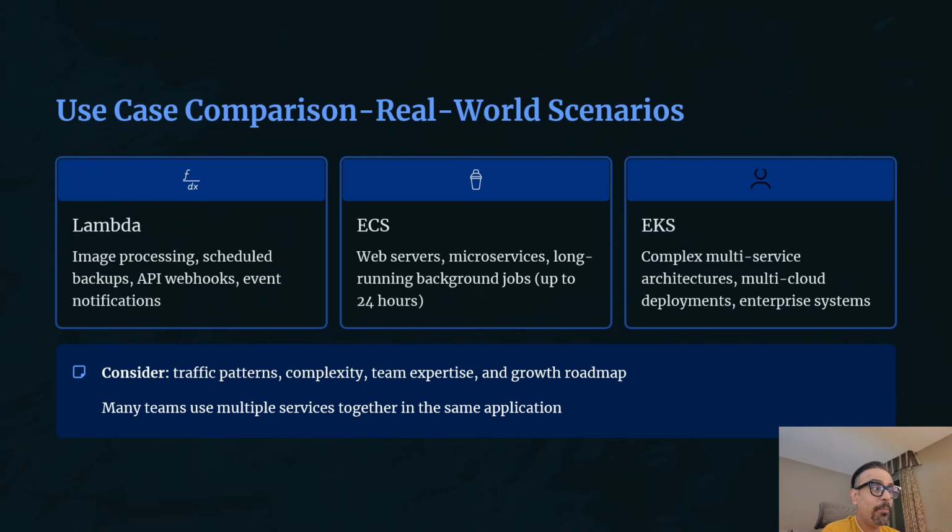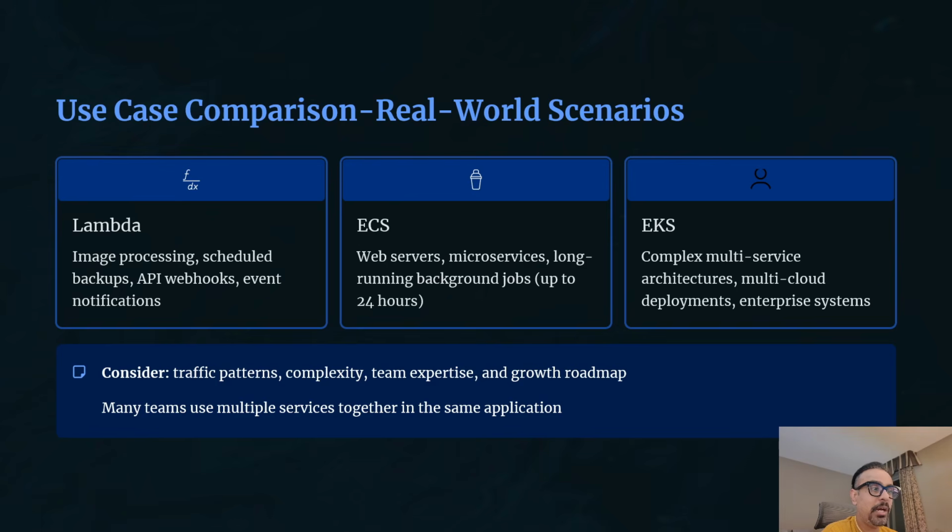Use EKS for complex systems. Imagine you have a SaaS platform with 50 plus microservices, each handling different functions. Services communicate with each other. You need sophisticated observability, complex routing, and advanced scaling rules. Kubernetes features like service discovery, rolling updates, and canary deployments become essential for you. Or maybe you want to run the same application on AWS and Azure for redundancy. Kubernetes skills transfer across clouds, as I told you already.